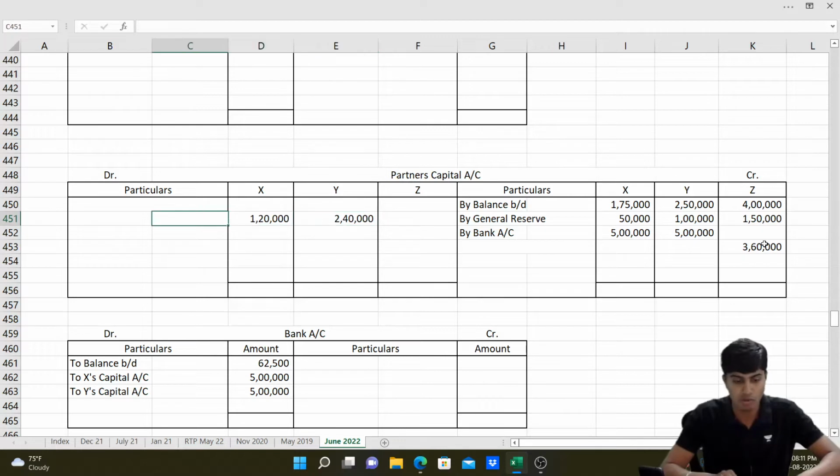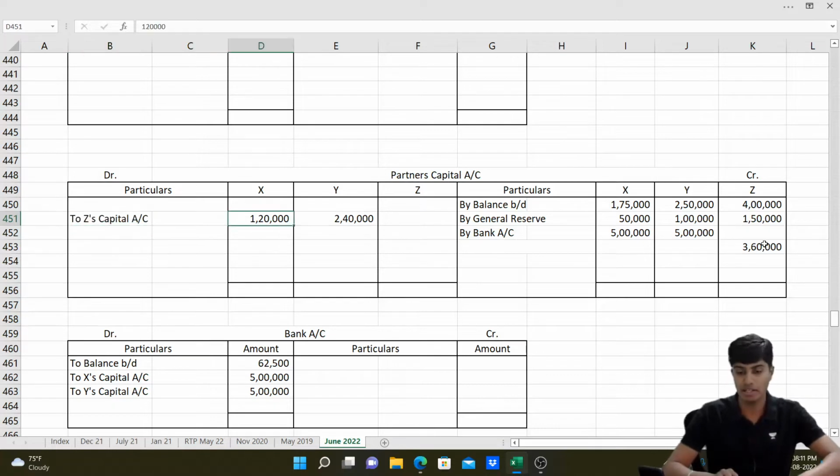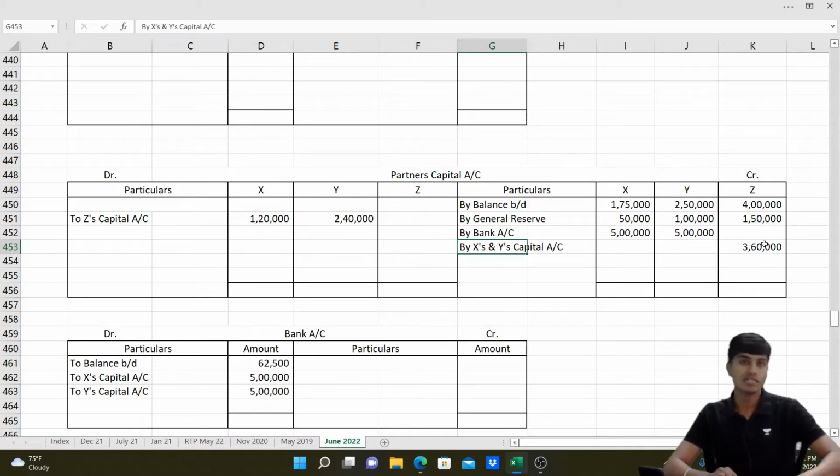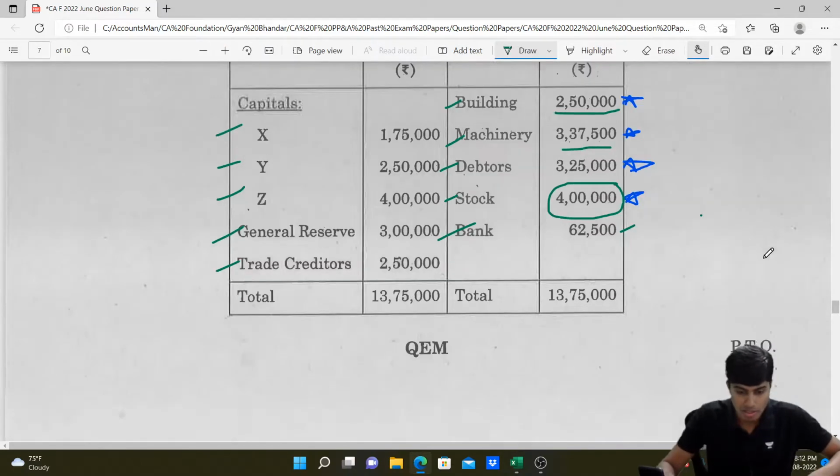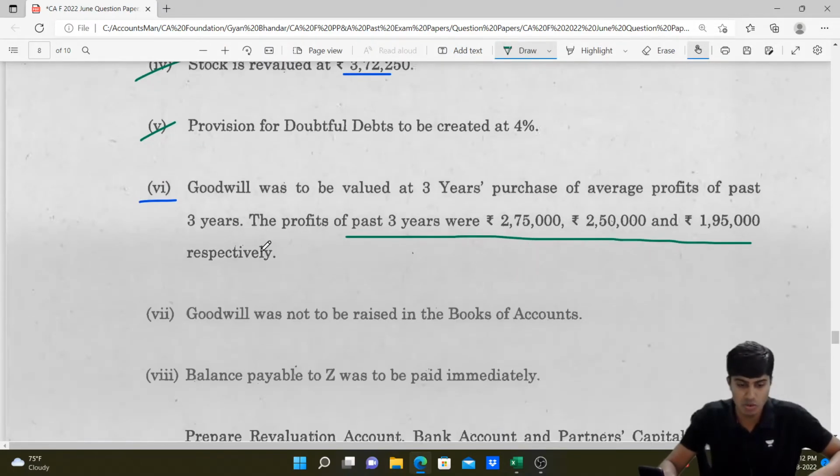1,20,000 and 2,40,000. Because I'm writing the amount in X and Y's columns, I'll write here "To Z's capital", and here "By X and Y's capital account". This is for the sake of the goodwill adjustment. I hope you all understood this part. Then the goodwill adjustment is over. We've also written the journal entry.